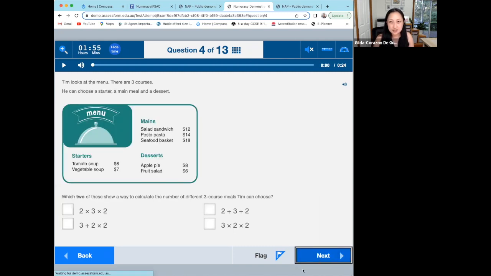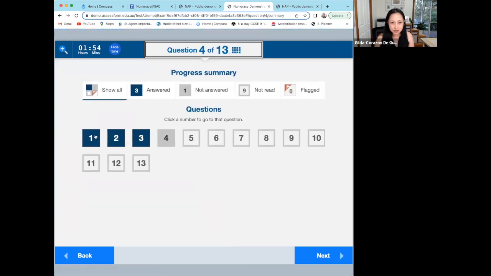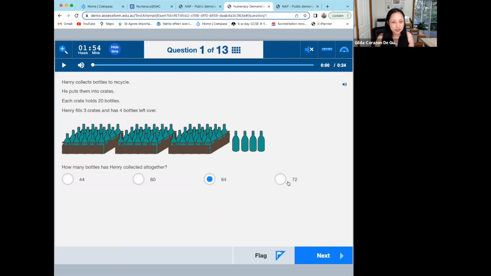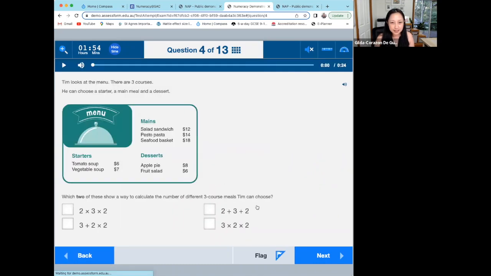You say next. It says here, Tim looks at the menu. There are 3 courses. He can choose a starter, a main meal, and a dessert. Which 2 of these show a way to calculate the number of different 3-course meals Tim can choose? Did you notice that this one here is a box and not a circle? Unlike the first question, which has a circle, and I did tell you that is what you call a multiple choice question. This one is not a multiple choice question.